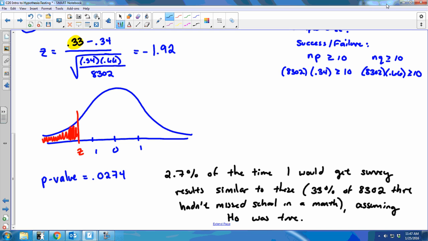It's low. It's below 0.05, so it's low. And so we need to make a conclusion. So we've done the first 3 steps. We have hypotheses, we have conditions, we've done the mechanics. I've got a p-value. I know what that p-value means. And so now I need to make some decision and make some conclusion.